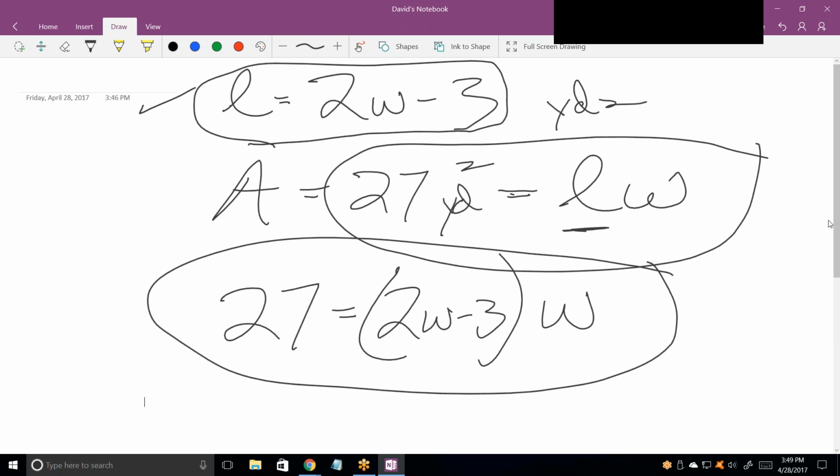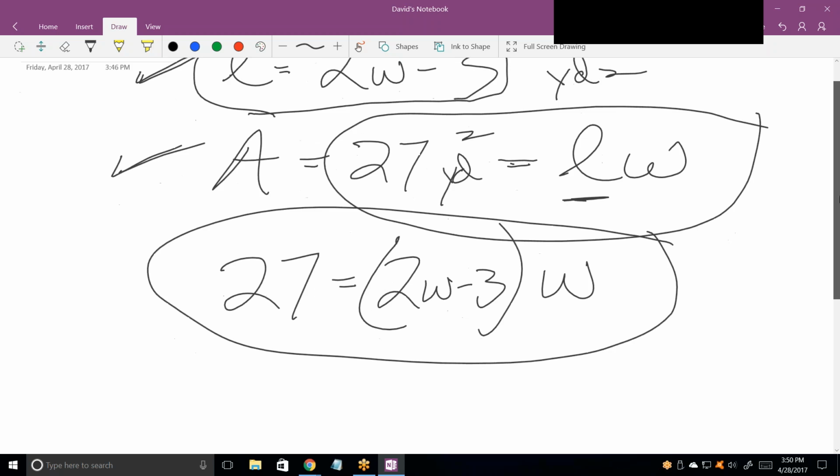Whereas if I have one equation and 2 unknowns, there's an infinite number of solutions. In other words, both of these equations by themselves would not allow you to solve this. But as long as I know that both of them are true, then I can proceed.